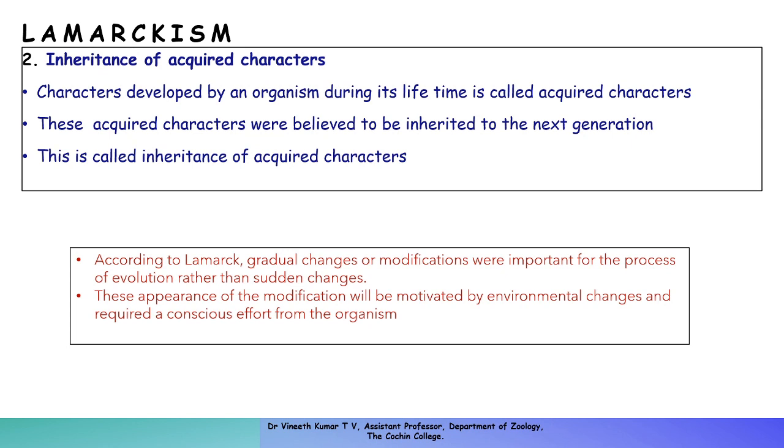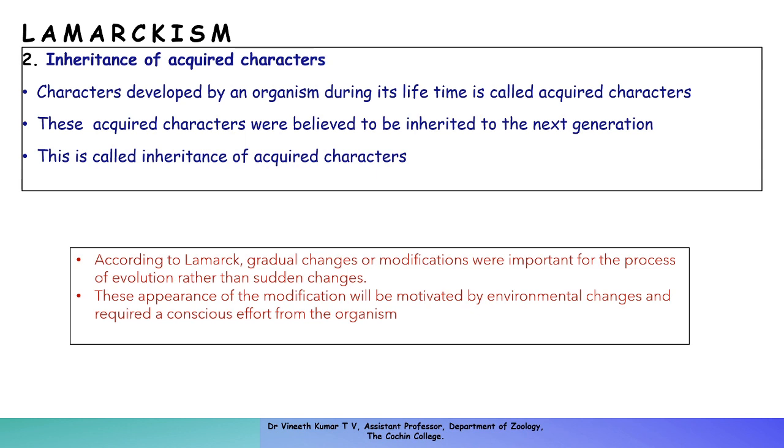And we were discussing Lamarckism, of which we saw the first major principle, which was the use and disuse theory, and the examples proposed by Lamarck to explain the use and disuse theory. So now we are going to see the second major principle or the second major explanation of Lamarckism, and that is the inheritance of acquired characters.